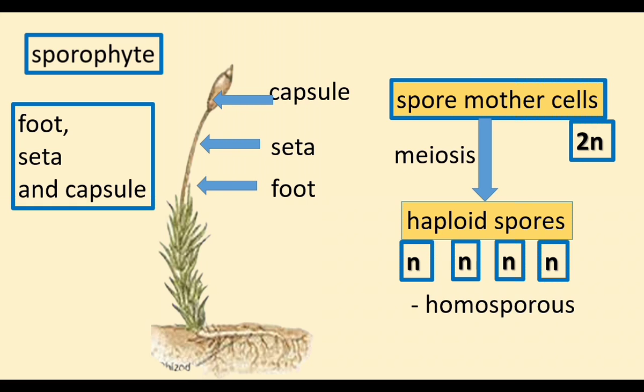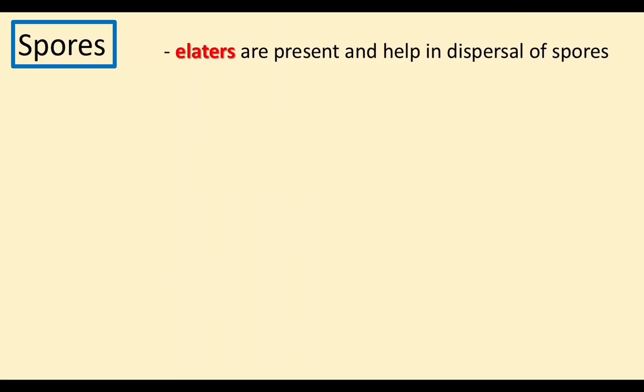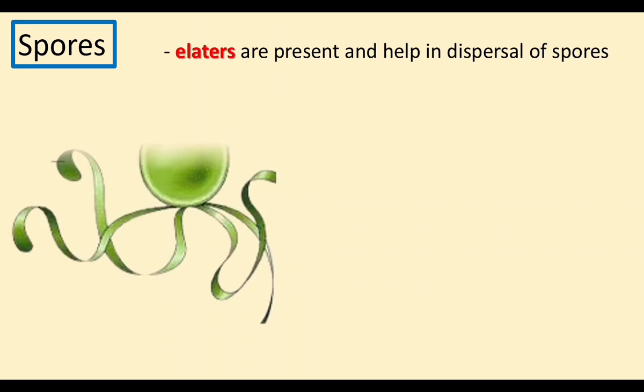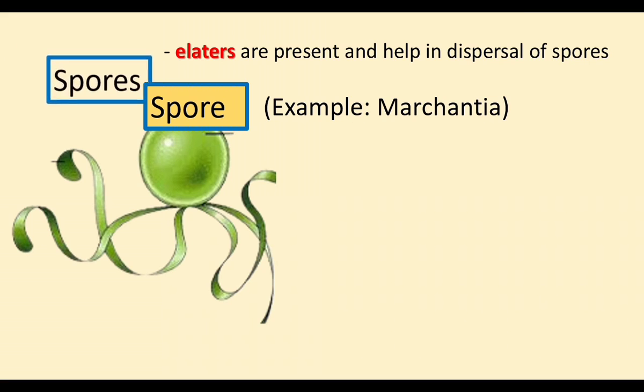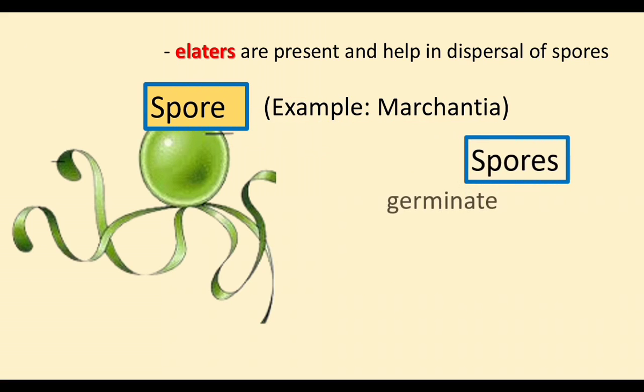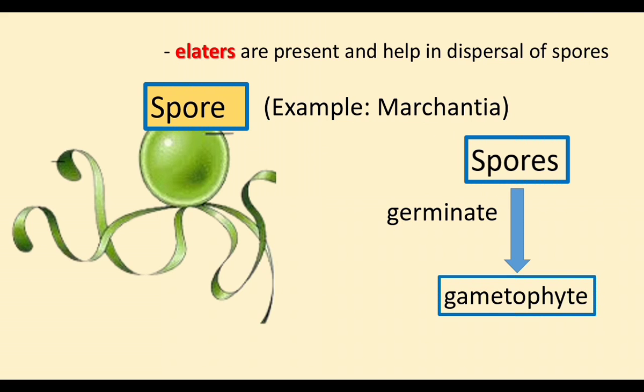Next generation begins. The spores are spread by elaters. Some sporophytes produce elaters. They help the dispersal of spores. This picture shows elaters spreading the spores. Example, Makinsia. The spores germinate and develop into a gametophyte. Spore is haploid, gametophyte is haploid.